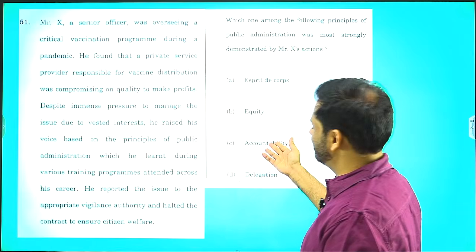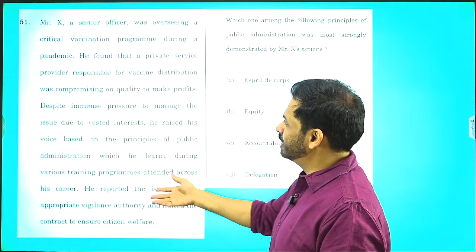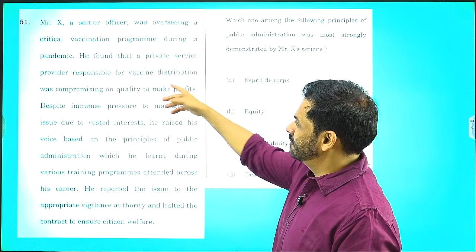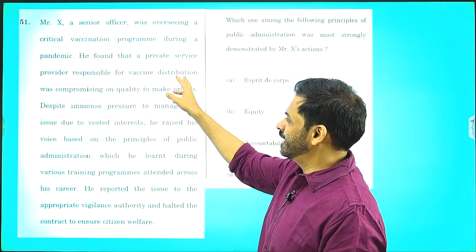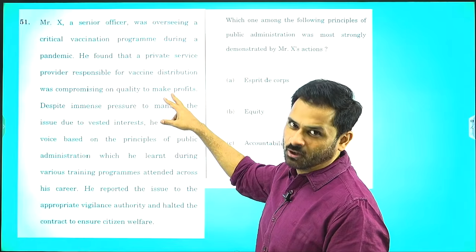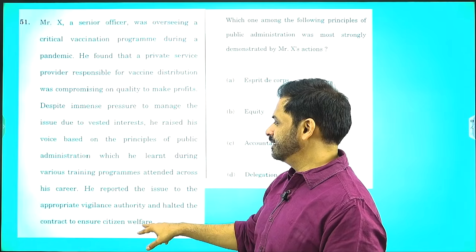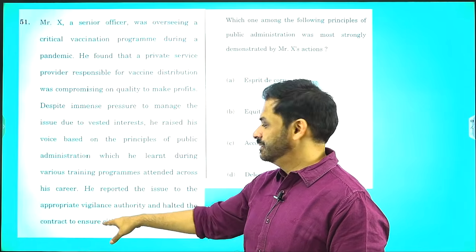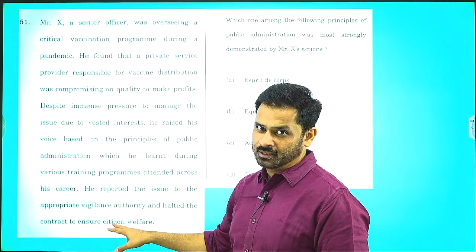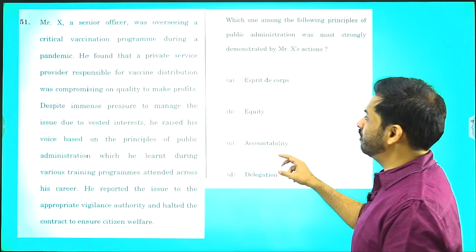So everyone knows that it is about fixing accountability, because a private service provider responsible for vaccine distribution is compromising with quality, and the complaint has to be filed. The vigilance authority has to be reported. So of course, it's a question of accountability.